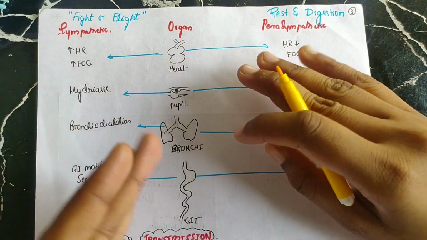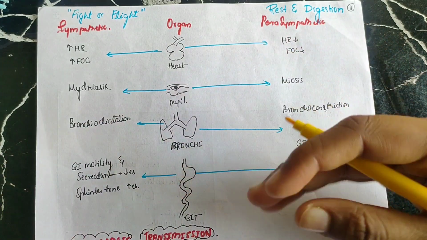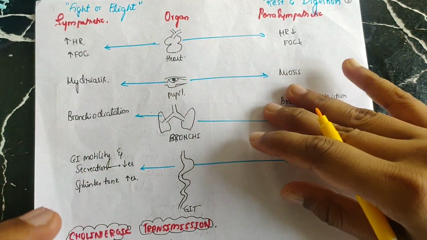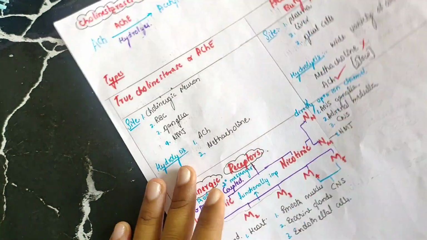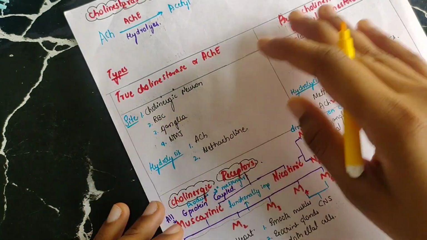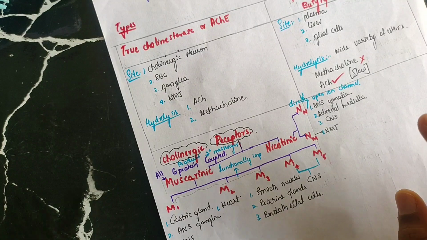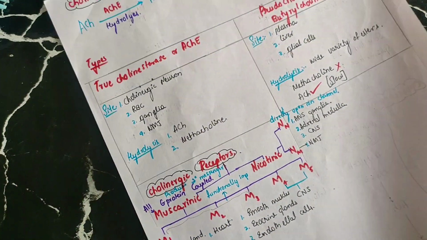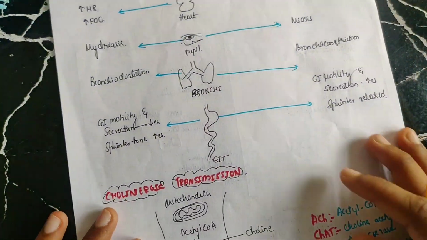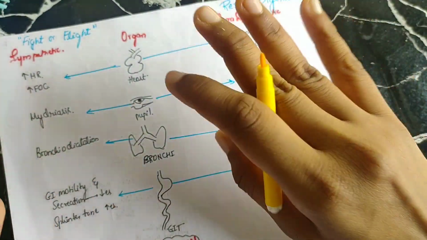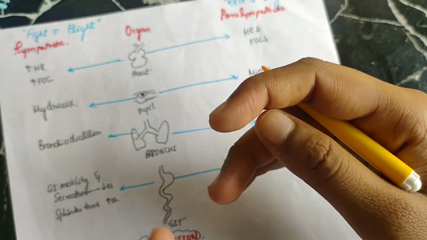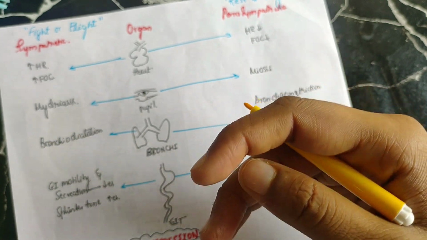In this video, I'll be discussing further the functions of the sympathetic and parasympathetic nervous system and cholinergic transmission, how choline is synthesized and transmitted, and the types of cholinesterase and cholinergic receptors. In this video, I'll be covering all these things. In my previous video, I covered the difference between the somatic and autonomic nervous system and a central nervous system overview. If you want that video, you can find it in my description.